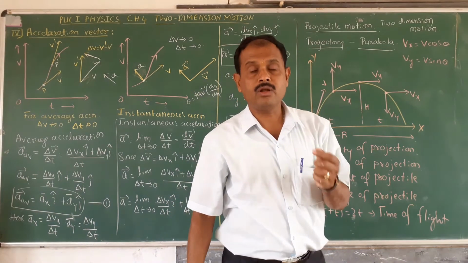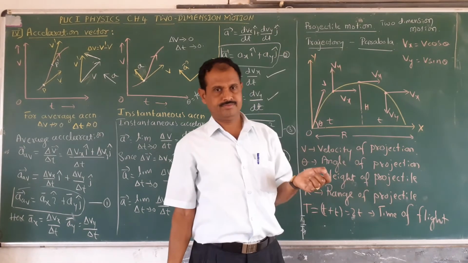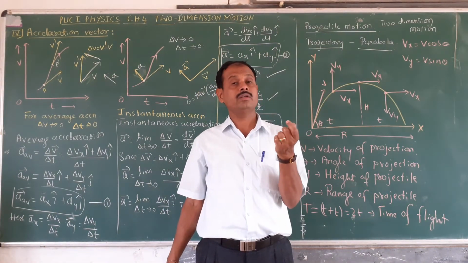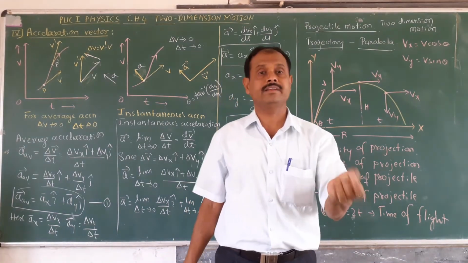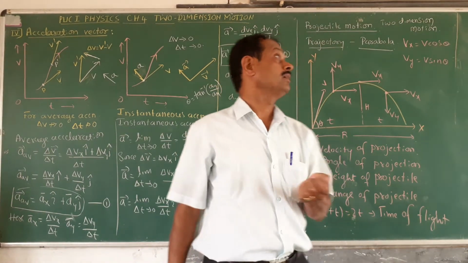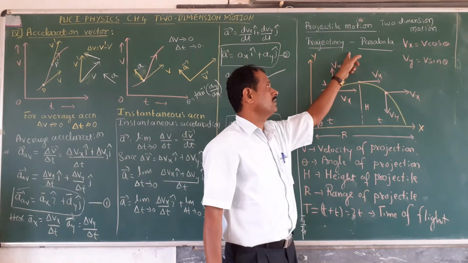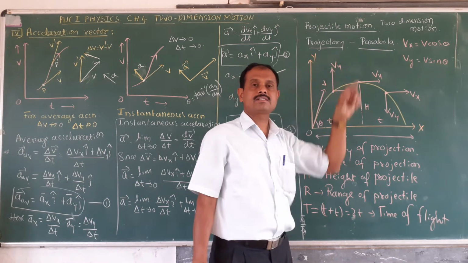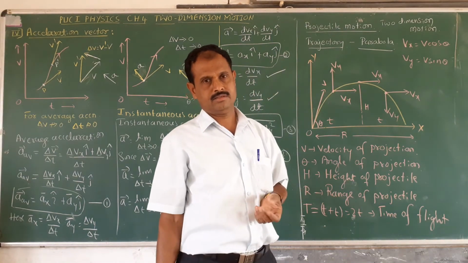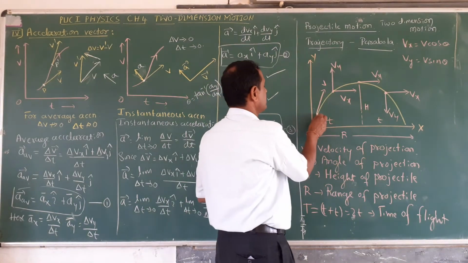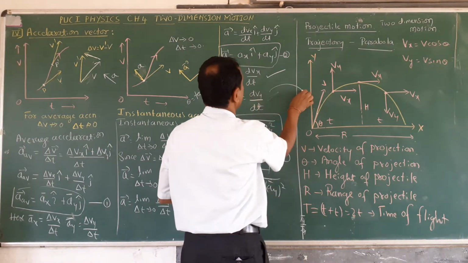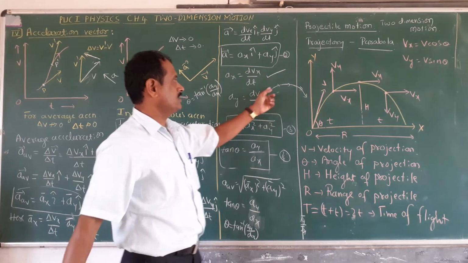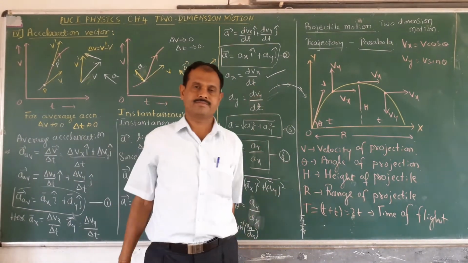The path followed by the projectile is called the trajectory. Once again I repeat, the path followed by the projectile is called the trajectory. Path followed means, suppose it moves like this, the path it follows. This is said to be the trajectory.